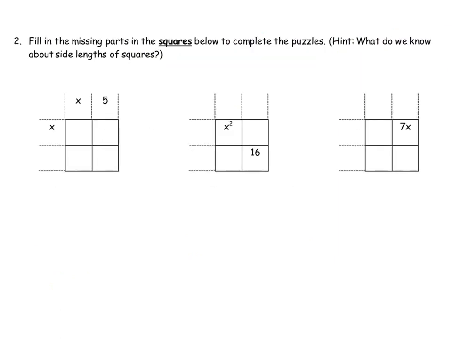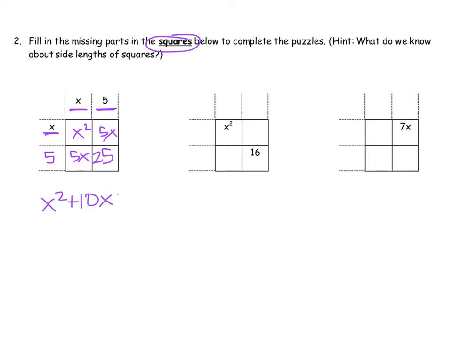In each of these examples, I have a square, and I want to be able to write it in both factored and standard form. So I'm going to complete the puzzle. In my first puzzle, I have an x plus 5 on the top, which means my side should also be x plus 5 since it's a square. That's going to give me x squared plus 5x plus 5x plus 25, and my standard form is x squared plus 10x plus 25.